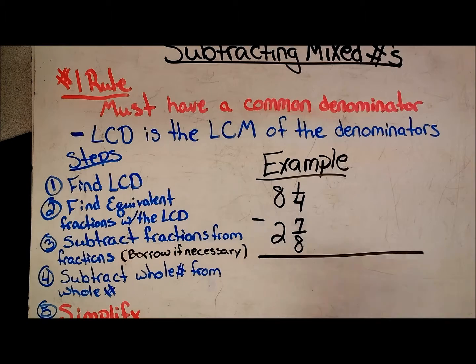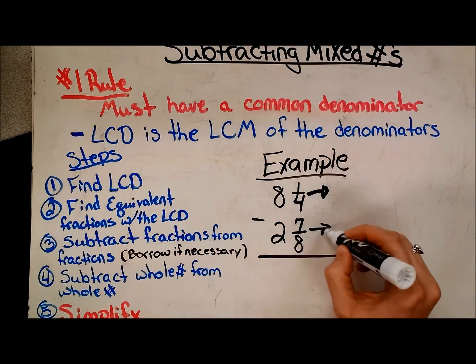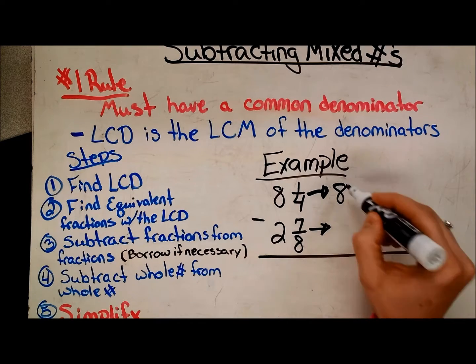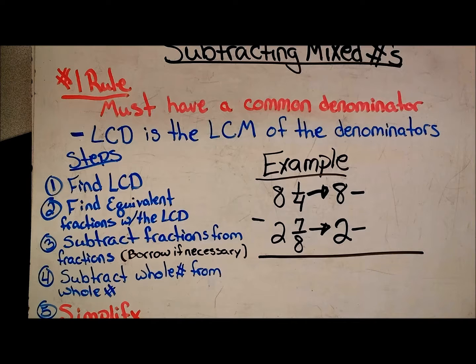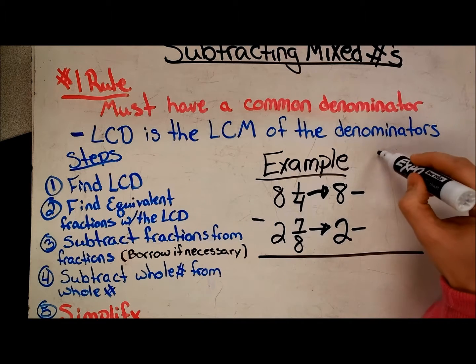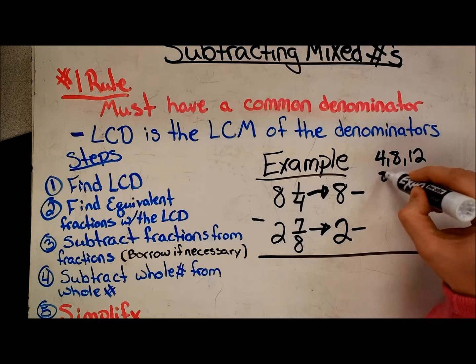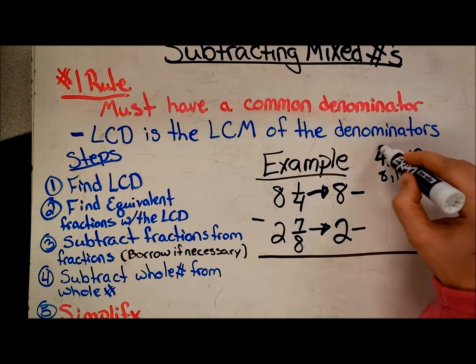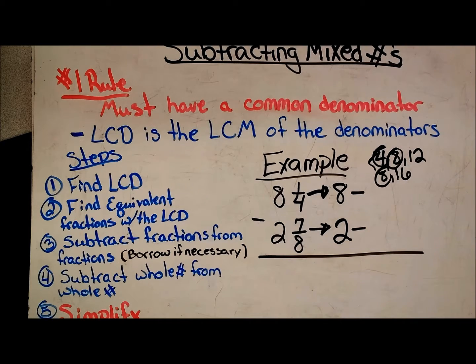So let's start with our first step. We need to find a least common denominator for 4 and 8. Again, if you are having trouble finding those, all you have to do is find the multiples of 4 and the multiples of 8, and you find the smallest one that they share. It is 8.